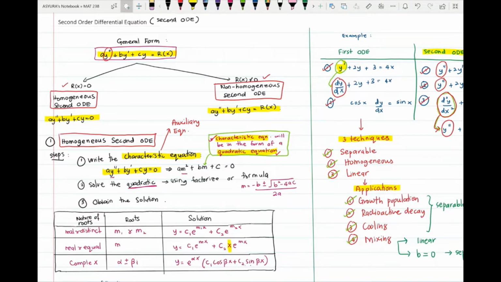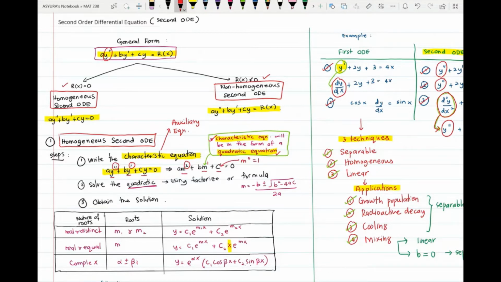m squared. Meaning here, the order of your derivative will be represented as the power. So if you have a double prime, it will be squared. If you have 1 prime, it will be m power of 1. If you have no order of derivative, so cy, then it will be just c, because m power 0 is 1. So that's why we just put c.